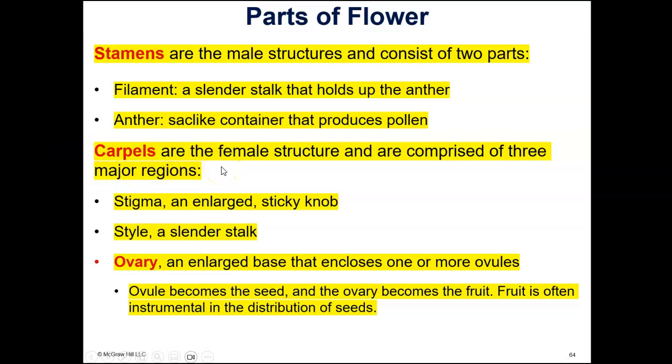Carpels are the female parts, and sometimes they're even called pistils. They have a stigma, which is the tip of it, and it's sticky to allow pollen to land on it and stick to it. And then the stalk is called the style, and the big round part that eventually ripens into a fruit is called the ovary, and it will enclose one or more ovules. The ovules will become the seed. The ovary will become the fruit.